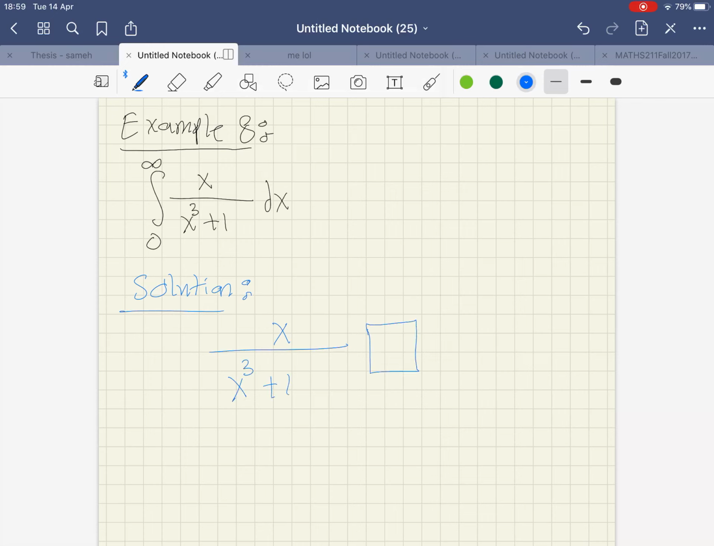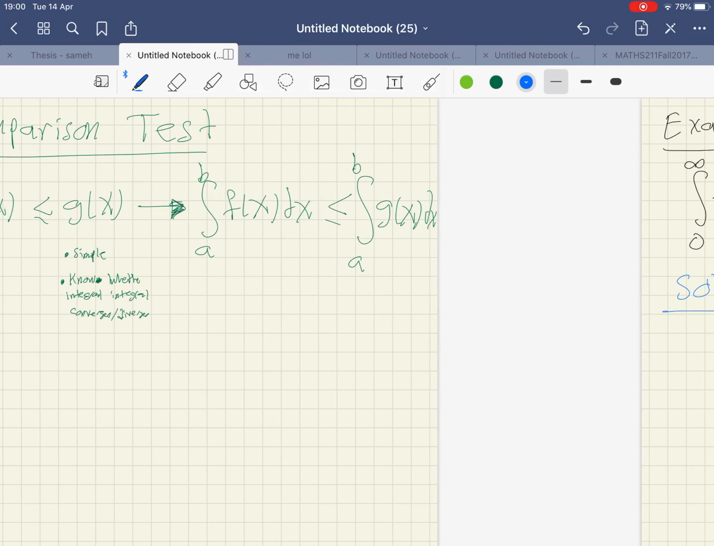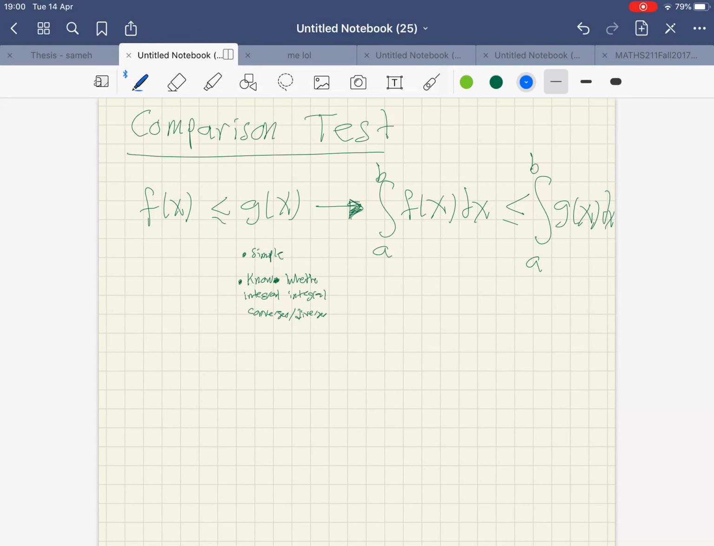Comparing means it might be greater than or less than something which is, as I said, should be simple, and we should know whether it converges or diverges. So here is a question mark. We need to find something easier, and we continue. Now, after we compare them, what do we get? If my new function is bigger, my new integral will be bigger.